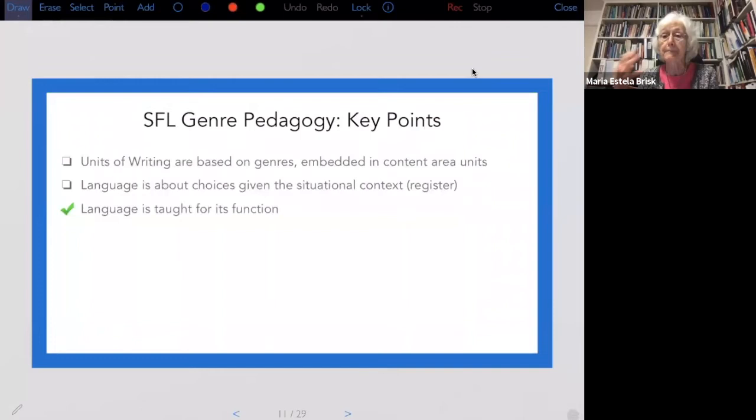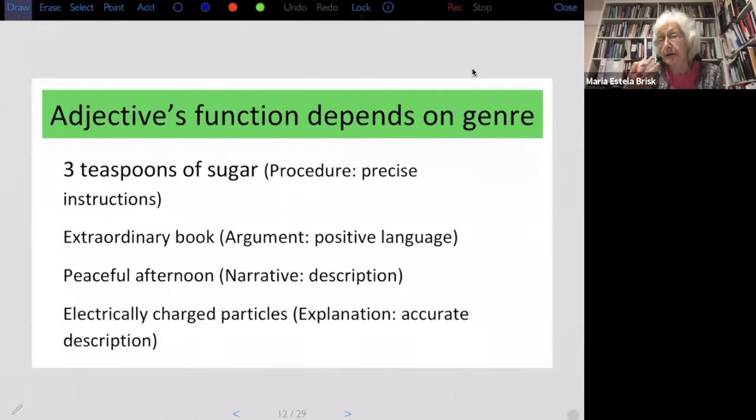But in systemic functional linguistics, or in the SFL pedagogy, you teach language for its function. So when you say 3 teaspoons of sugar, the important thing is not that 3 is an adjective, or of sugar is an adjective, but that you need those adjectives in order to give precise instruction. When you're writing an argument, you're trying to buy the acceptance of the reader and convince the reader of what you're arguing for. So if you're arguing for how good a book is, you talk about the extraordinary book. So you use an adjective, in this case positive language, to convince your reader.